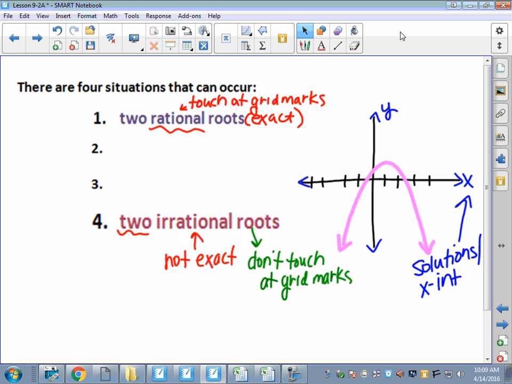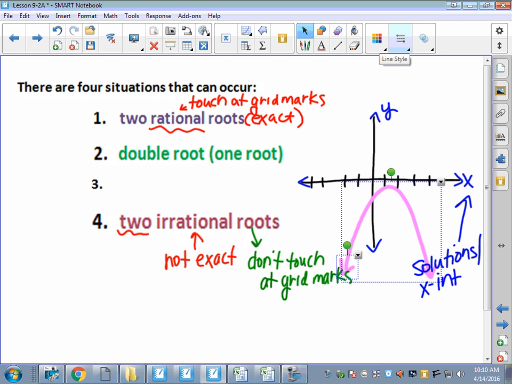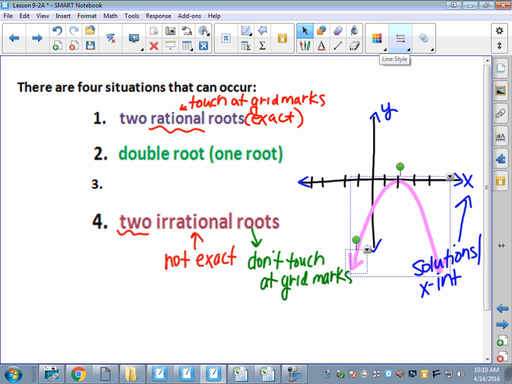Another thing that can happen is kind of a cool one. It's called a double root. It's kind of misleading. A double root means that you've got one x-intercept. So if I make my parabola touch at only +2, it's got one root. Technically what that means, if we factored, we'd have two exact factors like x minus 2 and x minus 2, or some of you wrote it as x minus 2 quantity squared. So you actually only have one solution because it only touches the graph in one place.